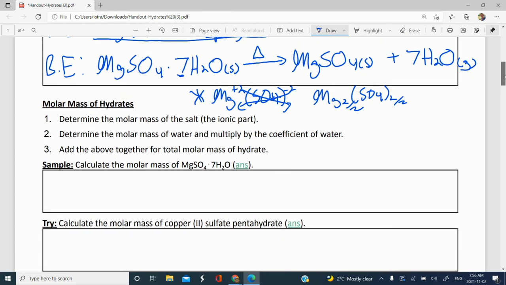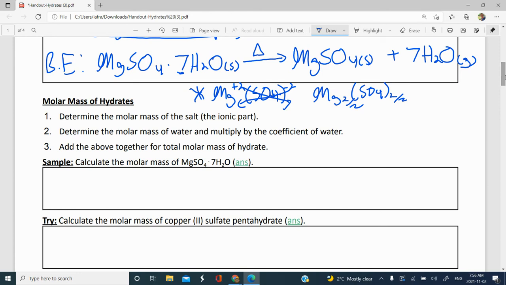Our next skill that we need to know before we go into more complex problems is calculating the molar mass of hydrates. And really to do that, it's not really any different from doing regular molar masses, except you need to take into consideration that you actually have more waters than just one. So your first step is find the molar mass of the ionic compound part. Your next step is find the molar mass of the water and not forget to multiply it by the coefficient in the front. And then afterward, just add the two together.